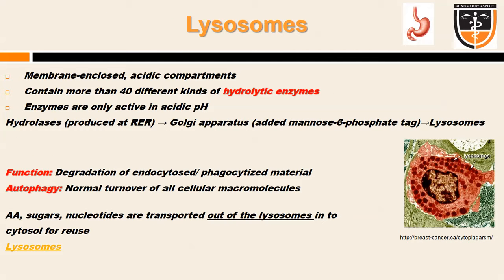Lysosomes. Lysosomes are awesome. Why? Because they're the digestive system of the cells. Lysosomes are membrane-enclosed acidic compartments, and we see here lysosomes in a cell. They contain a huge amount of lysosomal enzymes, over 40 enzymes, and these lysosomal enzymes are known as hydrolytic enzymes.